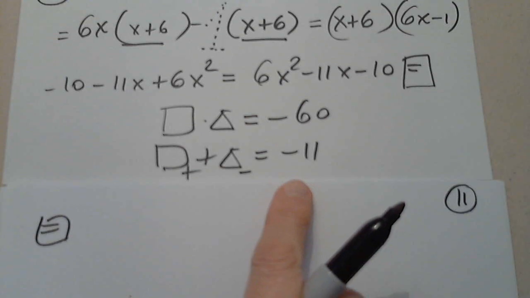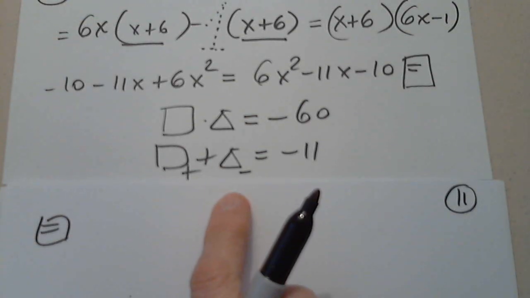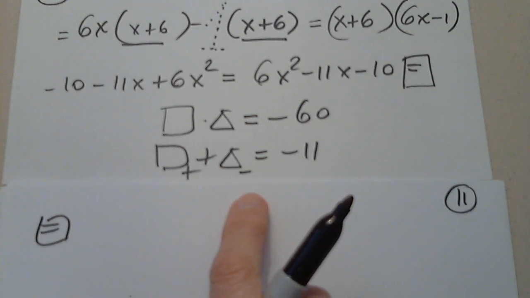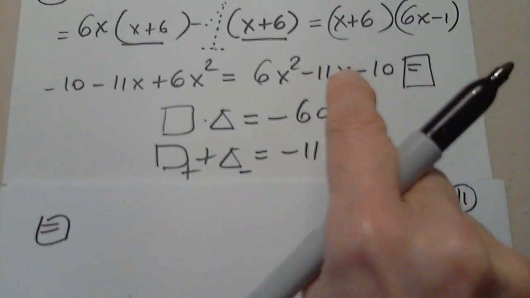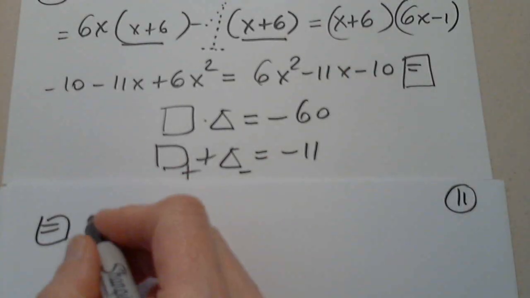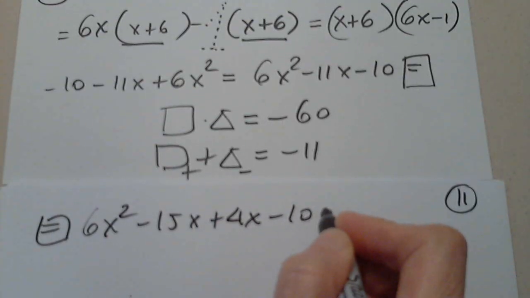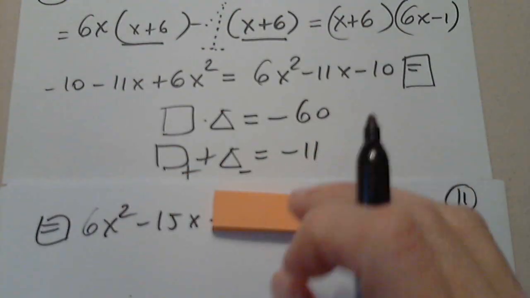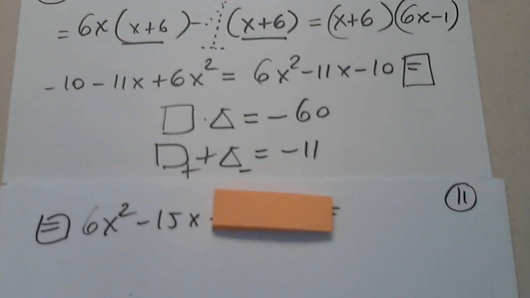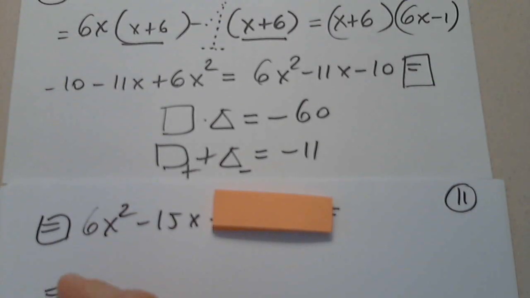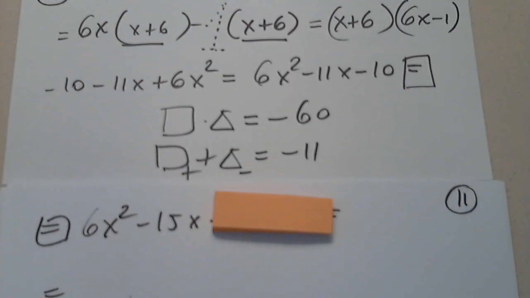At this point, with the numbers that I just determined, the positive 4 and negative 15, I replace the middle term. 6x squared minus 15x plus 4x and minus 10. I immediately cover up the last two terms. I don't want to get confused. I don't want to think. I'm not lazy, but I don't want to make a mistake, and I want to finish it up quickly.